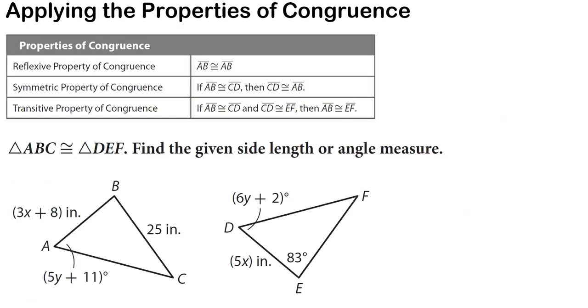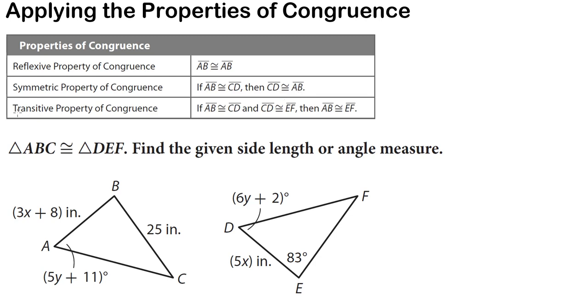So now let's talk about the properties of congruence. And these are similar to the properties of equality. So we have the reflexive property of congruence, which says side AB is congruent to itself. And that's what the reflexive property is saying: something equals itself. Then we have the symmetric property of congruence, which means that we could change the order. So if side AB is congruent to side CD, then we flip that around. Side CD is also congruent to side AB.